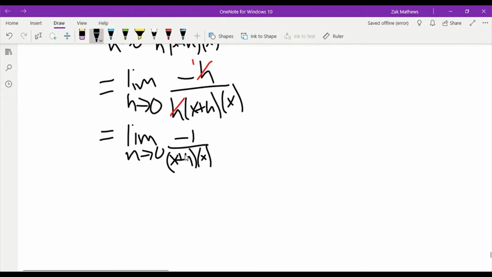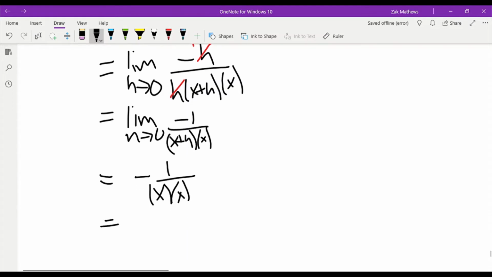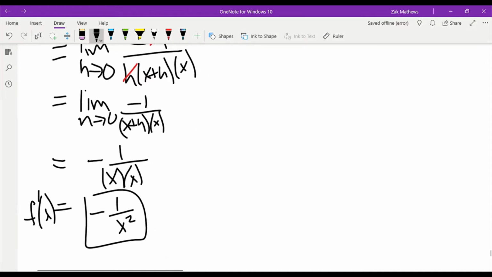And as h goes to 0, this component goes to 0. However, there's still stuff in the denominator. So we're left with -1 over x times x, which of course we can write as an x squared. So we get -1 over x squared. And so that is the derivative of f of x. What we've done is we've created a new function, f prime of x equals -1 over x squared.